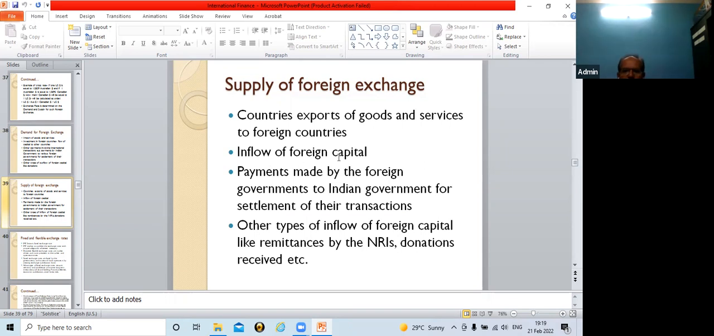Then inflow of foreign capital. आपल्या भारतामध्ये एखादी फॉरेन कंपनीला जर काही कंपनी तयार करायची असेल, then foreign exchange comes to India. So that is the inflow. Or payment made by foreign government to Indian government. So in that case also there is a supply of foreign exchange. Other types of inflow of foreign capital, like remittance by the NRIs, donation received, etc.